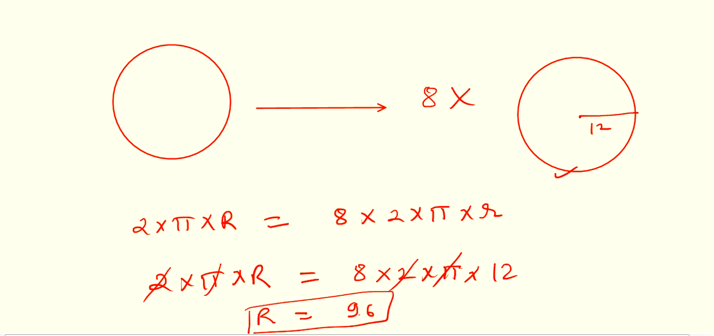So now this 96 is the radius. The diameter is what we have to find. So 96 into 2. Clear? 192 centimeters is the required diameter for this question. Clear? So like this you have to solve.